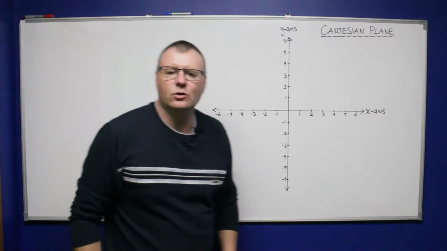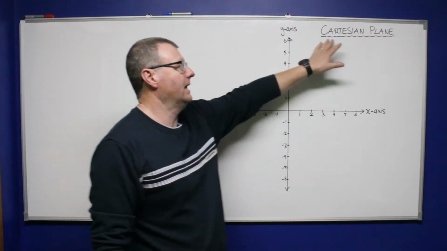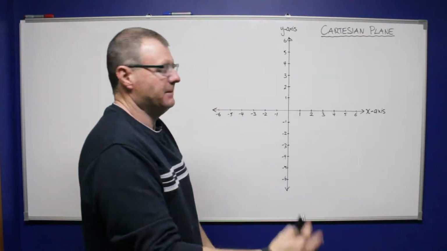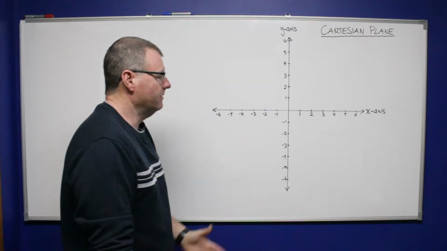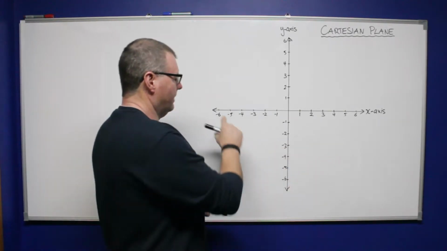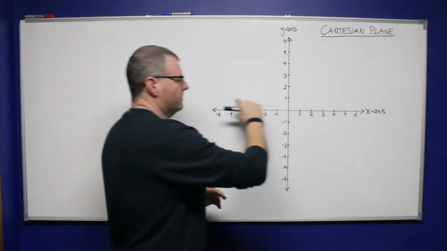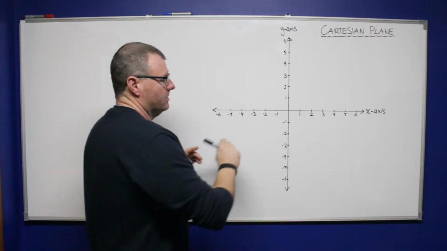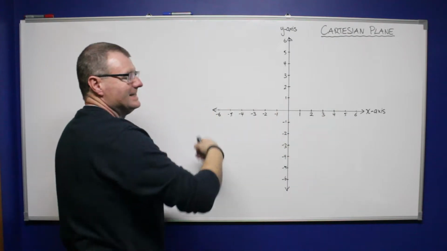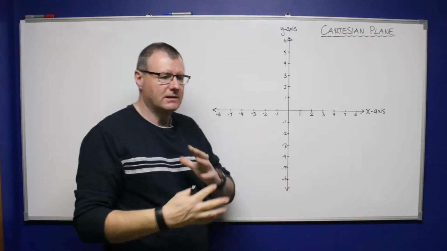Alright, let's talk about this thing called the Cartesian Plane, named after a guy called Rene Descartes from a long time ago, who kind of came up with the idea. Hopefully, maybe you can remember back from year 7, we had this thing called a number line. And if I just look at this bit here, that's what I've got, haven't I? I've got a number line. It goes that way with positive numbers, this way with negative numbers. So that's not new to us.